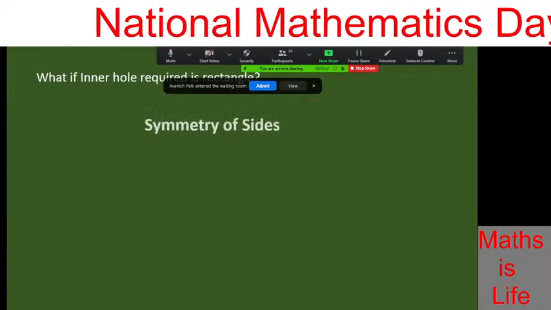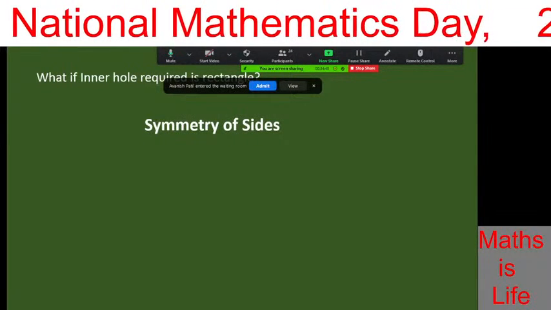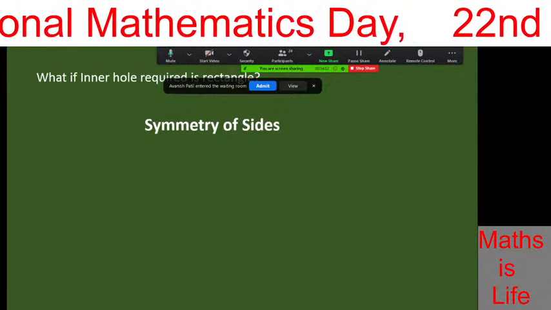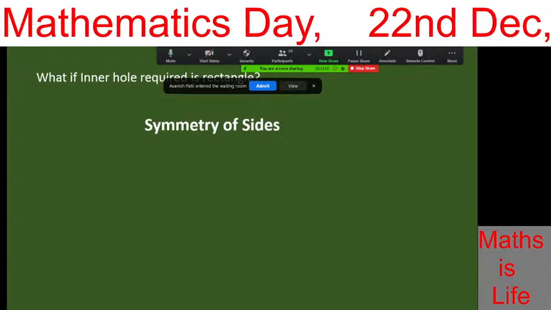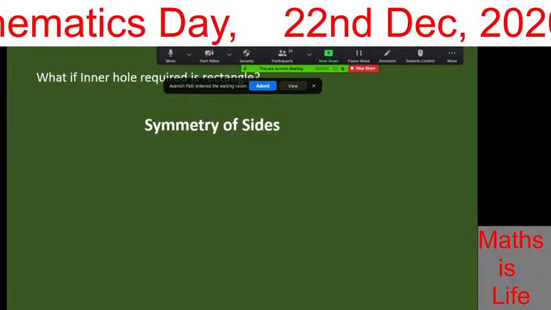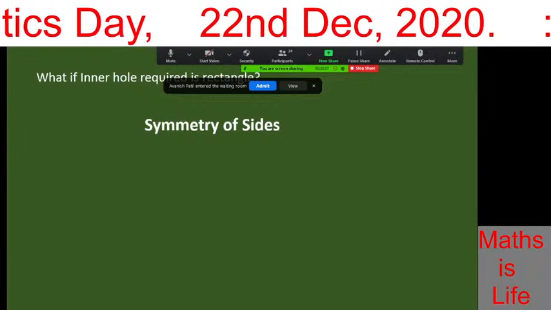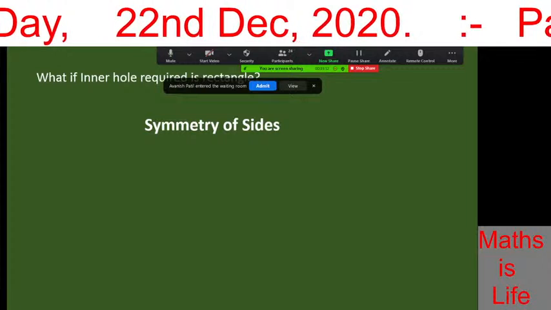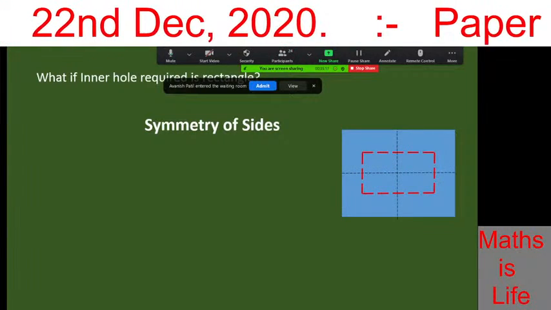For that, again we can use symmetry of sides. Now remember, in rectangles we don't have symmetry of diagonal, because if you fold a rectangle along the diagonal, then they will not overlap perfectly, right? Some part will be extra on both sides if you are folding it along the diagonal, but if you are folding it along the sides, or we can say the middle line, then you will get the symmetry.